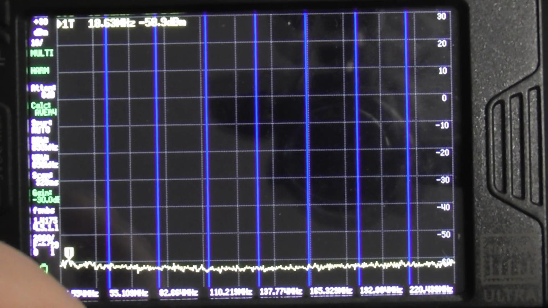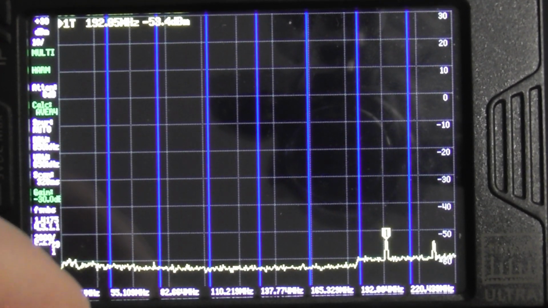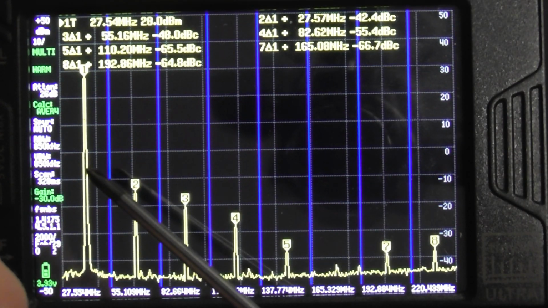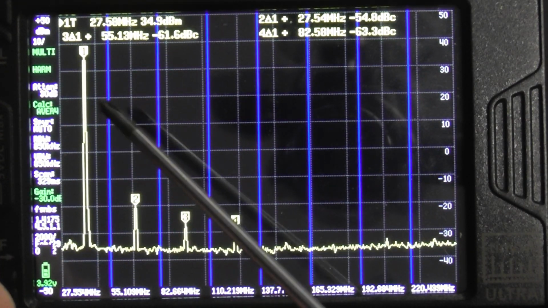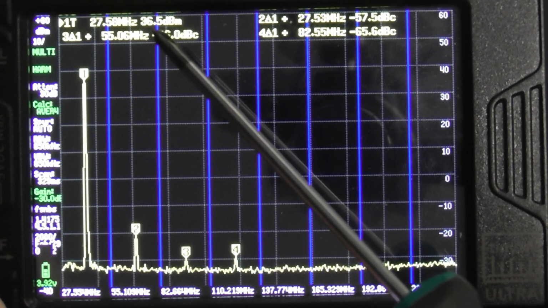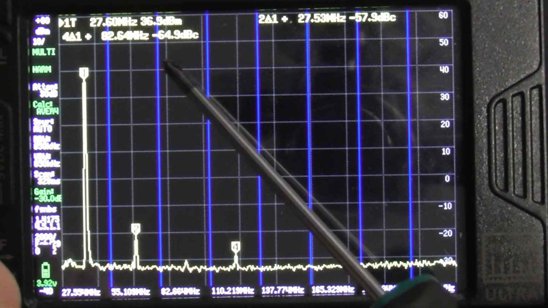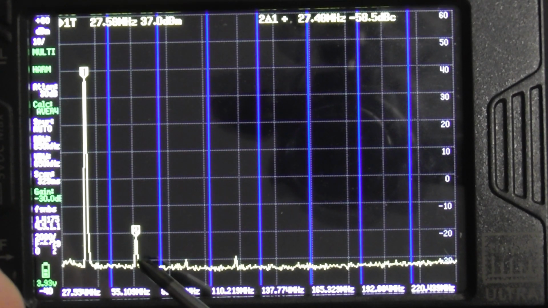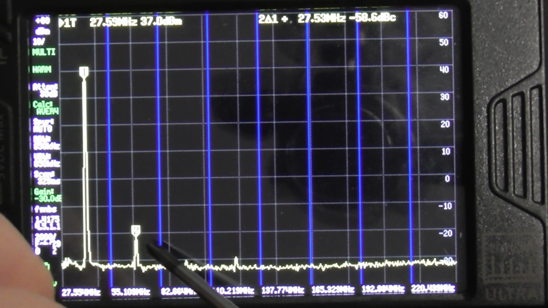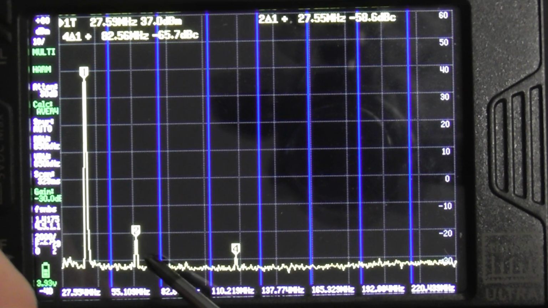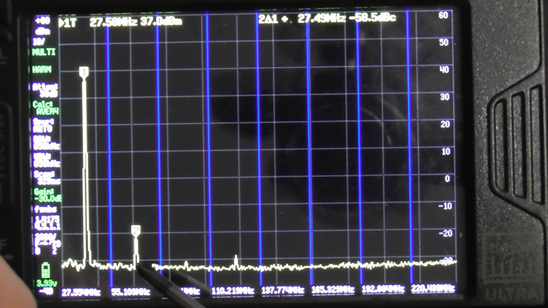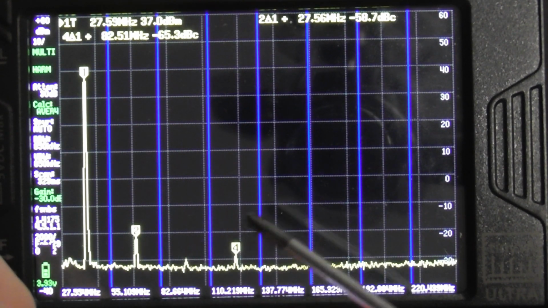Okay, so let's transmit again. And there's your fundamental frequency, what we're transmitting on. And it's going up to about 36, 37 dB. And this is your second harmonic, which is nearly at minus 60. And the rest, minus 65, disappearing. It's pretty much in the noise level. So it's very, very low, the harmonics.